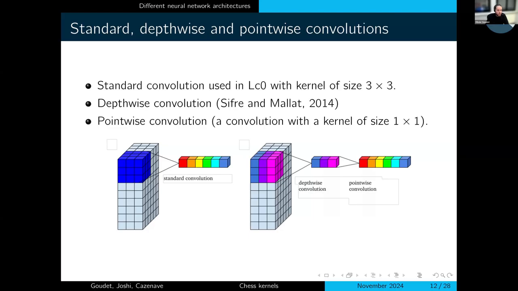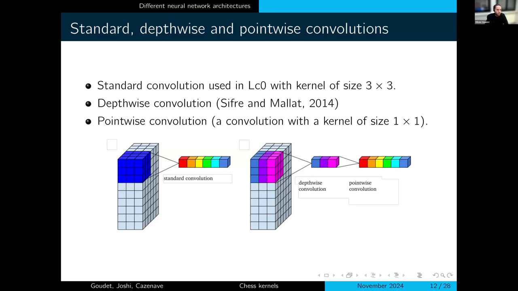So first, a quick reminder of different convolutional layers classically used in computer vision. You can see on the left the standard convolutional layer, which is used in Lc0. Here you can see that a filter of size 3 by 3 is used. So it takes as input all the channels together of the input tensor. And there may be many output channels, corresponding here to the 6 different colors.